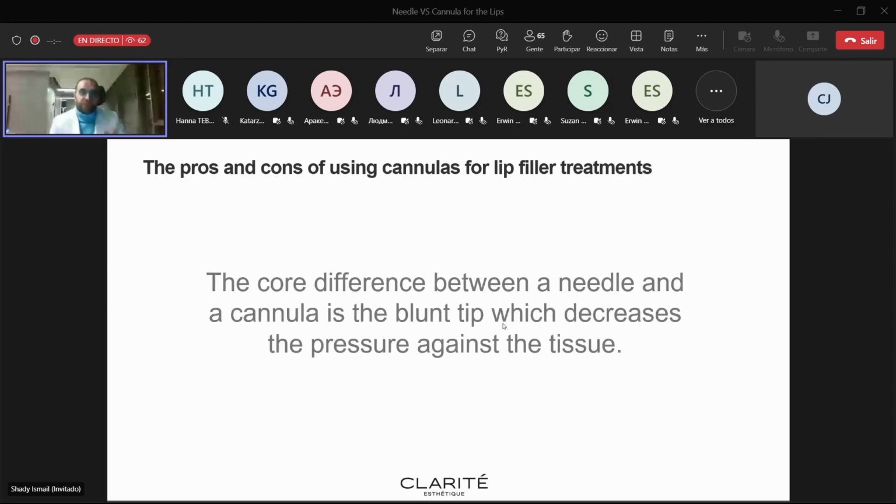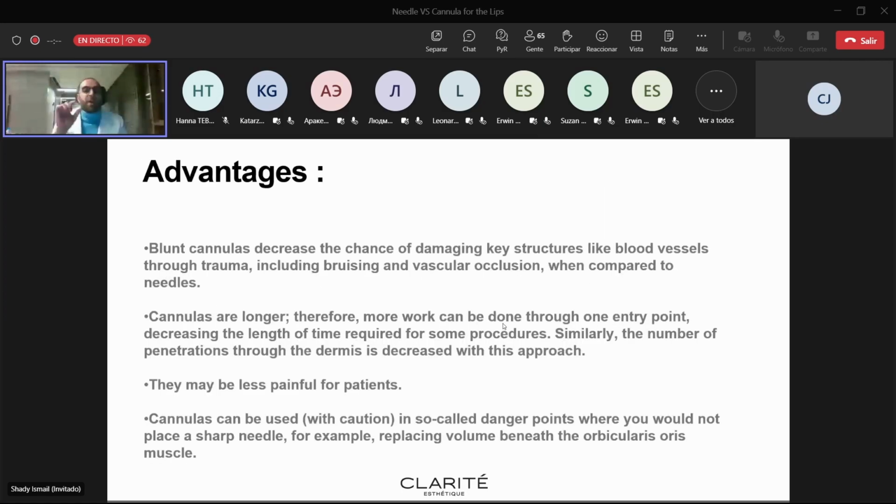The main difference between cannula and needle is that the cannula has a blunt tip, so it minimizes the pressure against the tissues, minimizes the swelling, minimizes the downtime or the bruising that can happen, as we see here, and also minimizes the incidence of vascular occlusion, because a blunt tip means that I cannot get inside the artery in most of the cases. But we need to understand, even if I'm injecting with cannula, I have to be parallel or perpendicular to the course of the artery and at a different level.